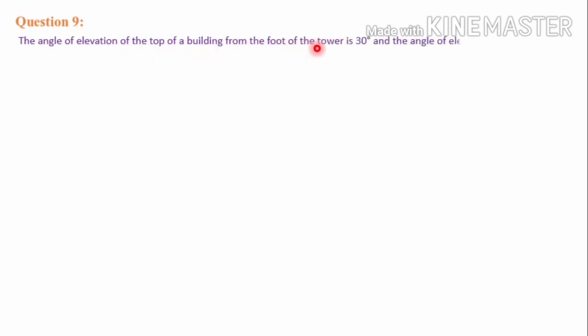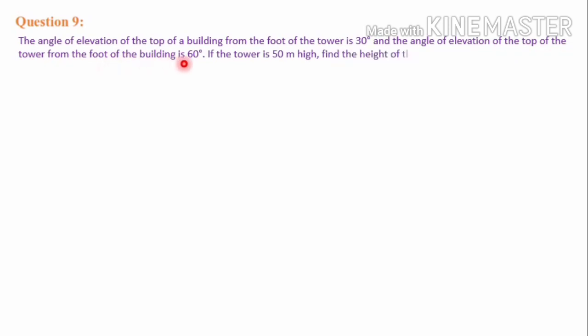Next we shall discuss question number 9. The question is, the angle of elevation of the top of a building from the foot of the tower is 30 degree and the angle of elevation of the top of the tower from the foot of the building is 60 degree. The tower is 50 meter high. Find the height of the building.